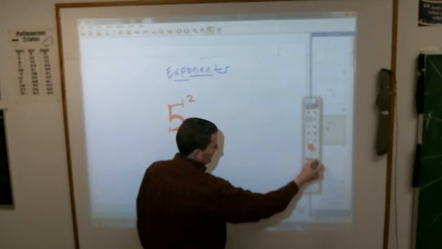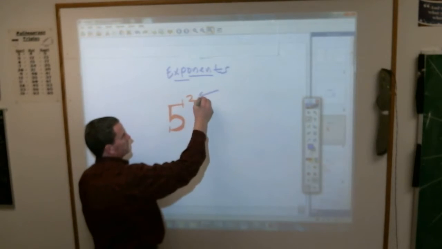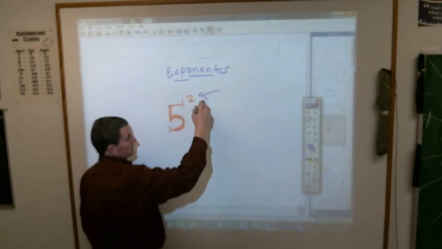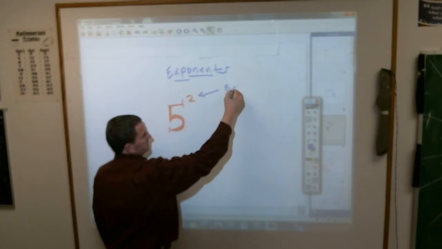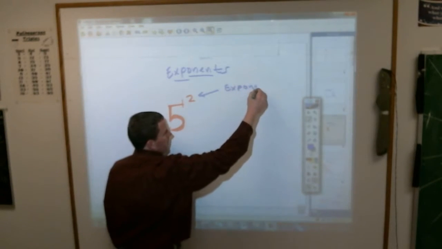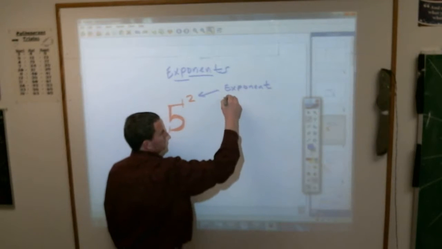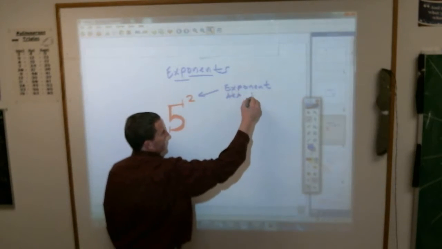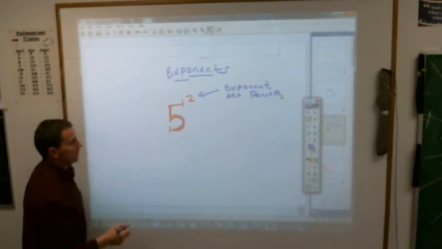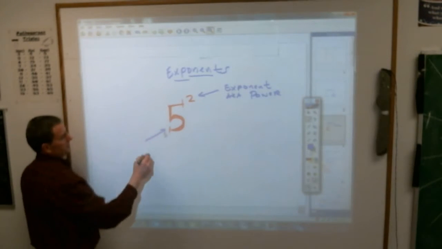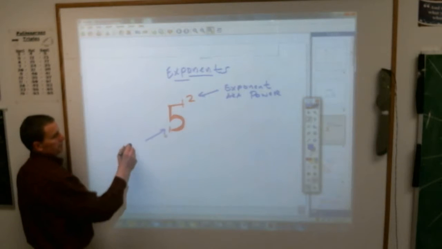When we talk about exponents, this is what we mean. First of all, this little superscript, this little number on the top of that number, is called the exponent. It is also known as a power. The big number that's underneath it, to the left of it, is called the base number.